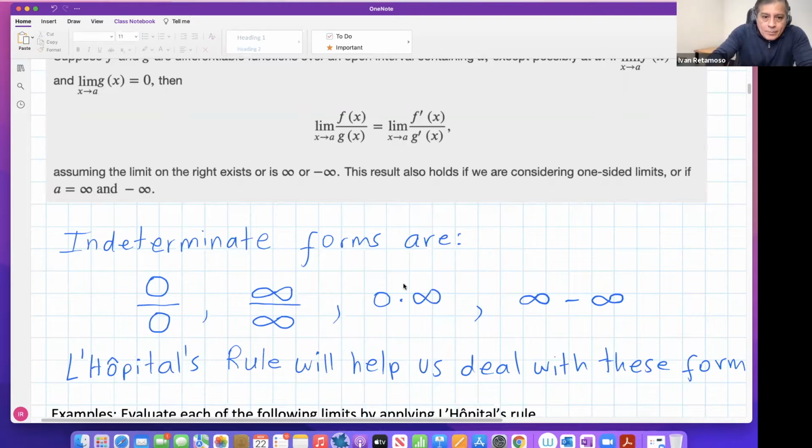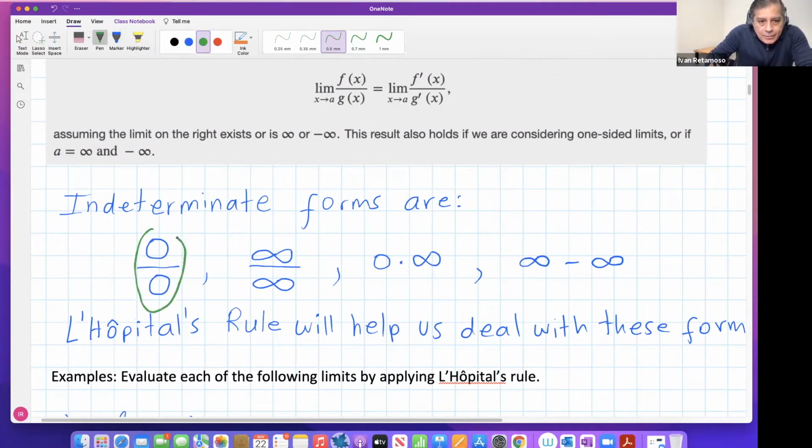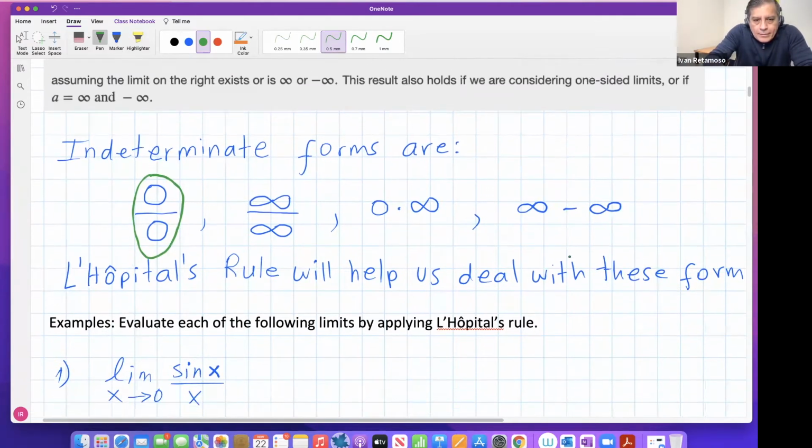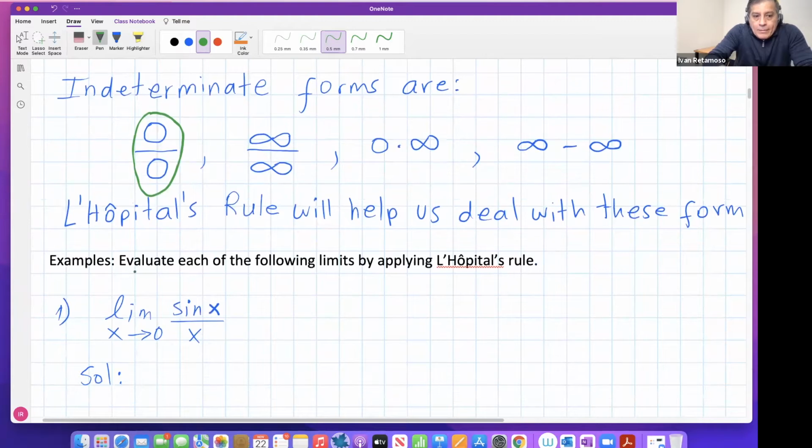indeterminate form, which is this one that probably you are familiar with, 0 over 0. Very common, right? When you take limits, 0 over 0. Yeah, L'Hopital's rule will help us with all of these indeterminate forms, but let's start with this, the easiest to deal with. Examples. Suppose they ask you to compute this limit as x approaches 0 of sine of x over x.